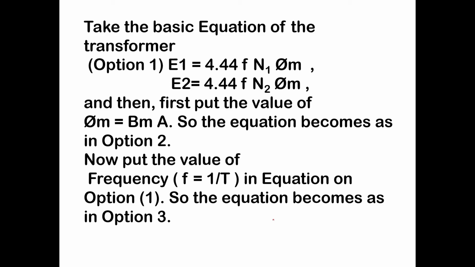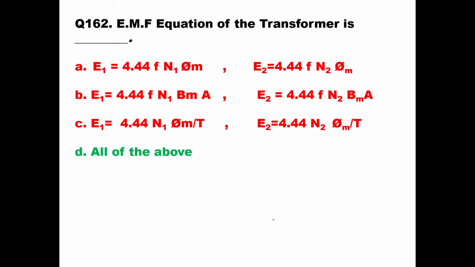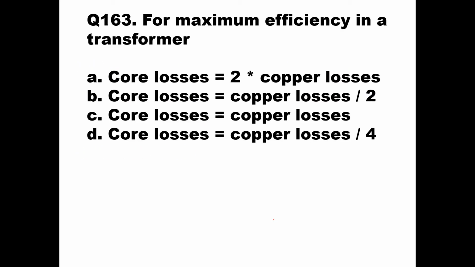Then first put the value of phi m as B into A, that is magnetic strength into area. So the equation becomes what is given in option 2. And in the same first equation, if you put frequency f equal to 1 by T, you will get the equation in option 3. That means all the first three equations are correct, so all of the above are correct here. Okay, then we'll go to the next question.